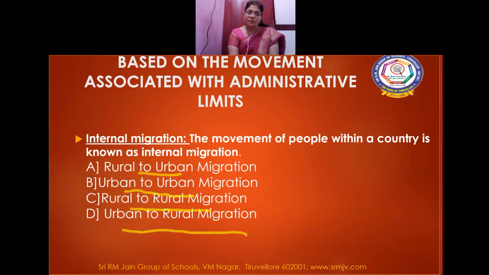Children, we discussed what is meant by internal migration. In that we discussed rural to urban. Urban to urban means, for example, you may migrate from Chennai to Bangalore. So that comes under urban to urban. Rural to rural means one village to another village. Urban to rural means you may work in Chennai and in future, after retirement, your parents or your grandparents may plan to shift to your native place. So that comes under urban to rural migration.